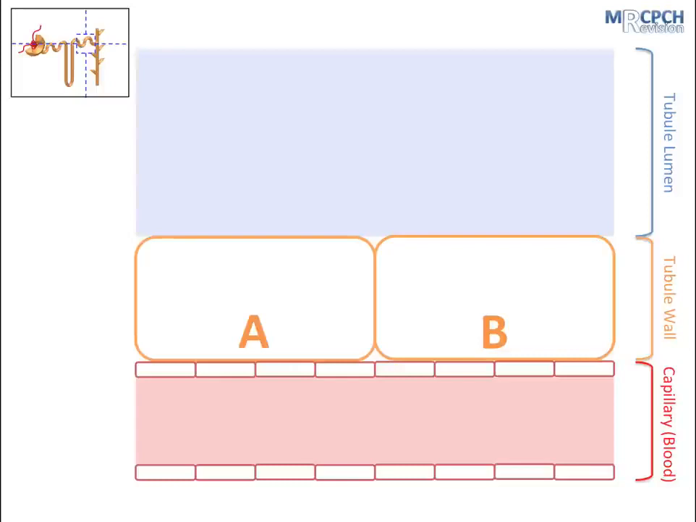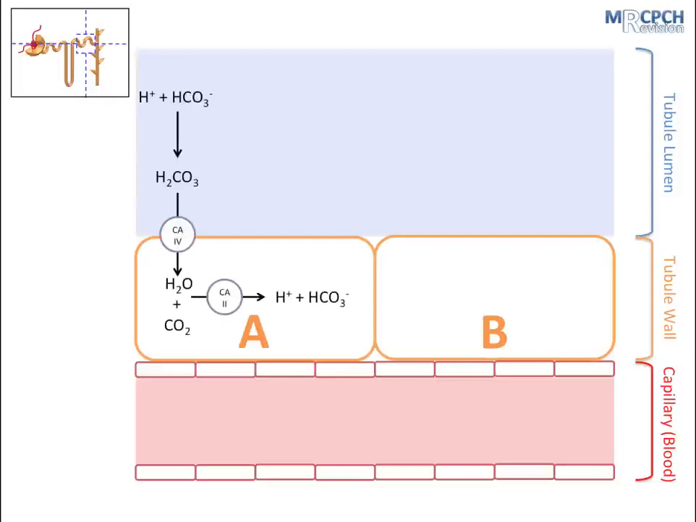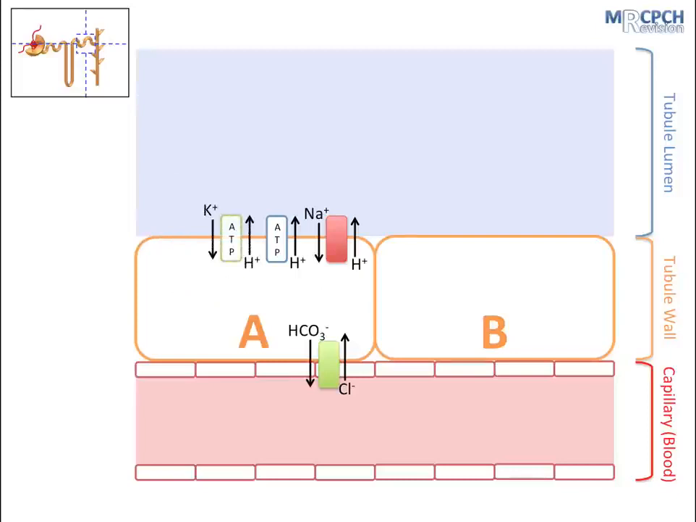It's very similar to the proximal convoluted tubule cells in that the carbonic acid formed from the filtered protons and bicarbonate is taken up by carbonic anhydrase 4, converted into water and carbon dioxide, which is then converted by carbonic anhydrase 2 in the cytoplasm to protons and bicarbonate. And just like in the proximal convoluted tubule cells, we have the proton ATPase, the sodium-proton exchanger, and the bicarbonate-chloride exchanger. Unique to the type A intercalated cell is a potassium-proton exchange ATPase.